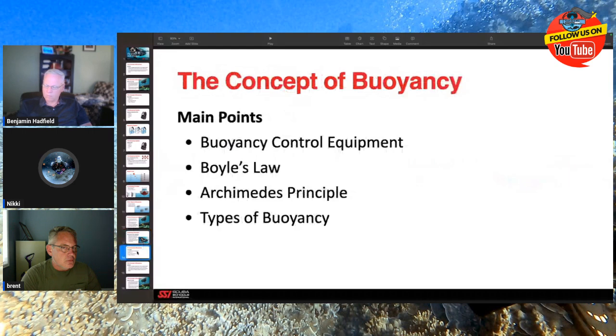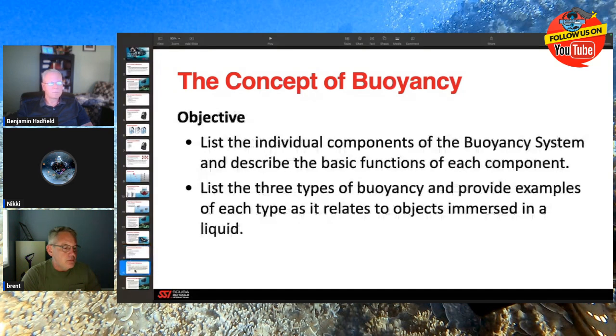So once again, for tonight, we've talked about buoyancy control equipment. We've talked about buoyancy compensators. We've talked about our weight system. We talked and kind of did an overview of Boyle's Law and Archimedes' principle. And then we talked about the 3 different types of buoyancy. So our objectives were to be able to list the individual components of the buoyancy system, describe the basic functions of each component, and then be able to list the 3 types of buoyancy and provide examples of each as they relate to the object immersed in water.